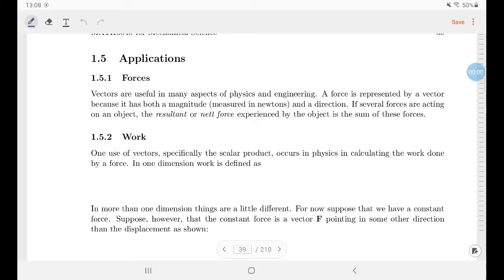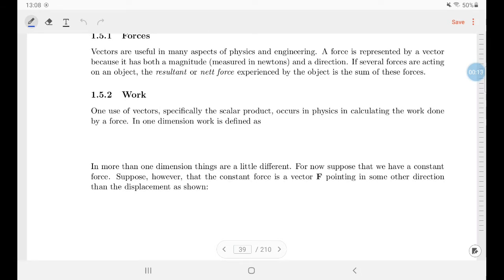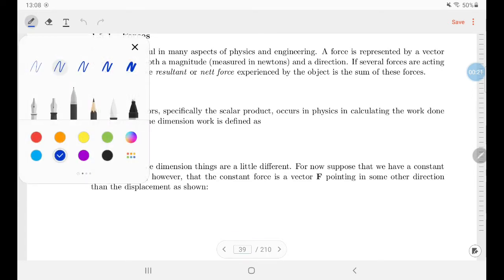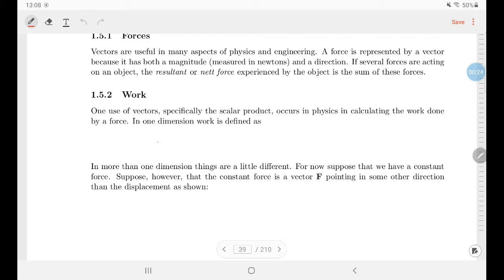We're going to look at some applications of vectors to finding the work done by a force and the moment/torque of a force. One use of vectors, specifically the scalar product/dot product, occurs in physics in calculating the work done by a force. In one dimension, you move an object over a distance d using a constant force F, and the work is then equal to distance by force.